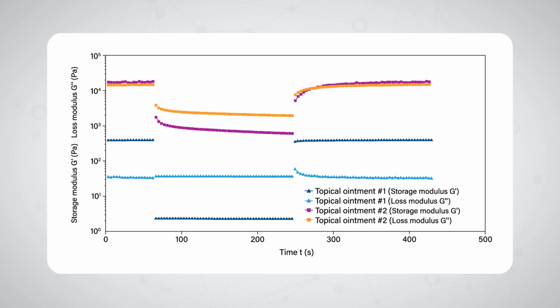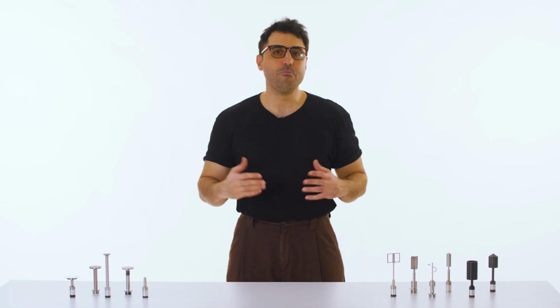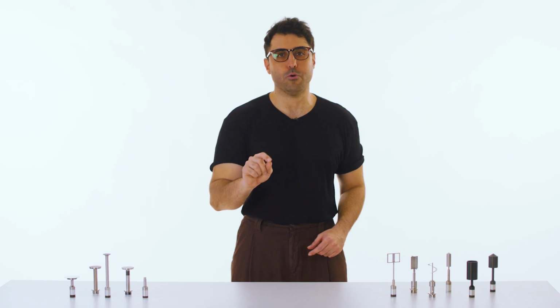Here we see that ointment number 2 takes longer to rebuild its microstructure, indicating that it is more thixotropic than ointment number 1. And this is why I like this test more. It gives you far more information about the material's microstructure. And to wrap up, let me show you one last point.